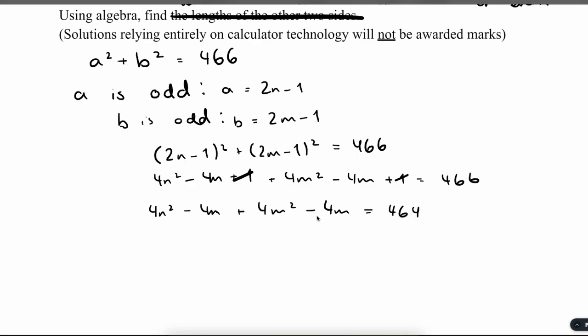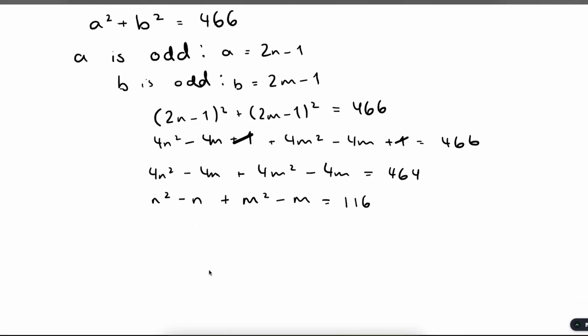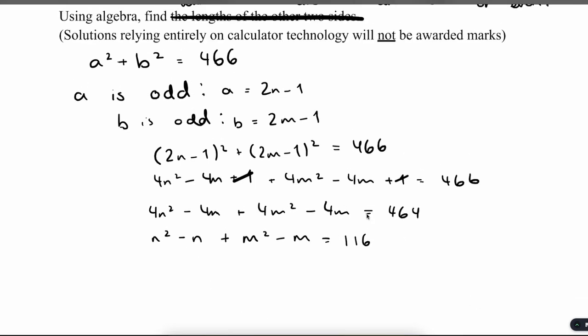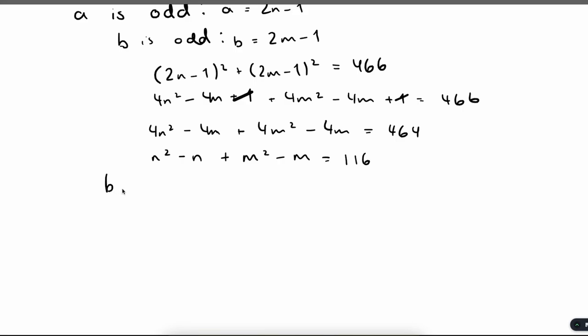Well, if you half it and half it again, you are able to. So, dividing both sides by 4, you get n² − n + m² − m = 116. Okay? Now, those are all integers, so that all checks out. But let's say if b is even, so we'll say b is 2m.